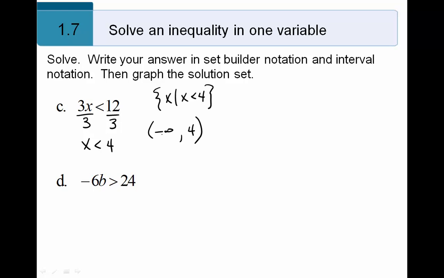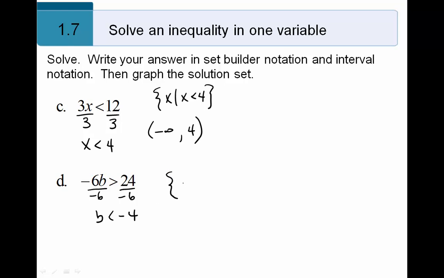Looking at D, I can see once again that the variable is on one side, the number is on the other, so the only step required is the fourth and final step of removing the coefficient. In this case, to remove the coefficient, we must divide both sides by a negative number, specifically negative 6. Recall, anytime we multiply or divide both sides of an inequality by a negative number, the inequality reverses. So this will give us b is less than negative 4.